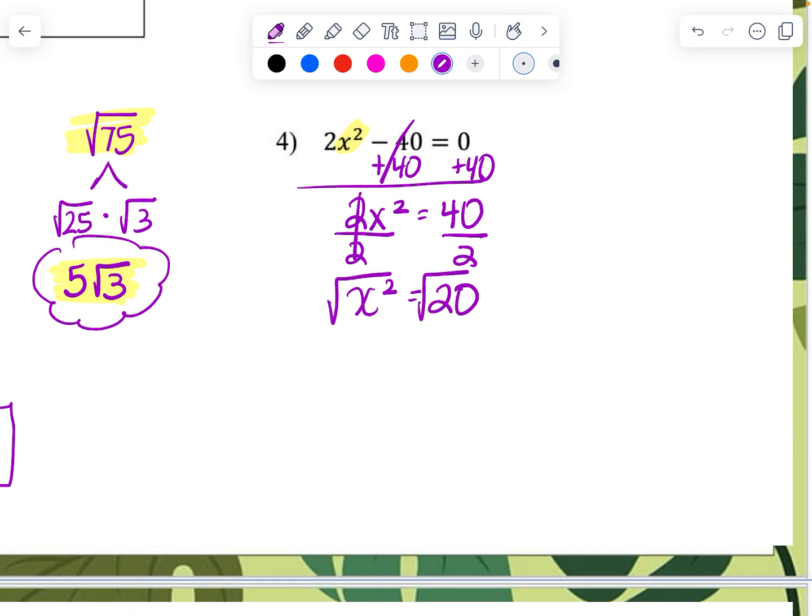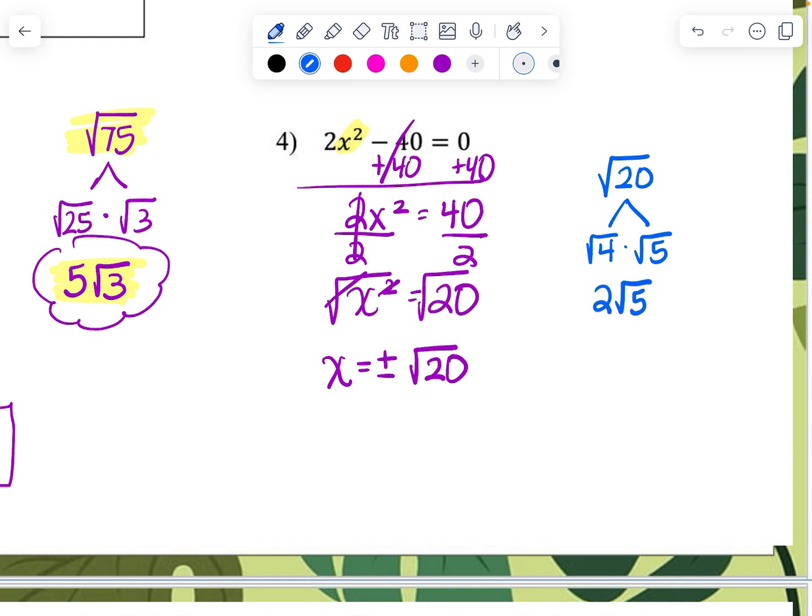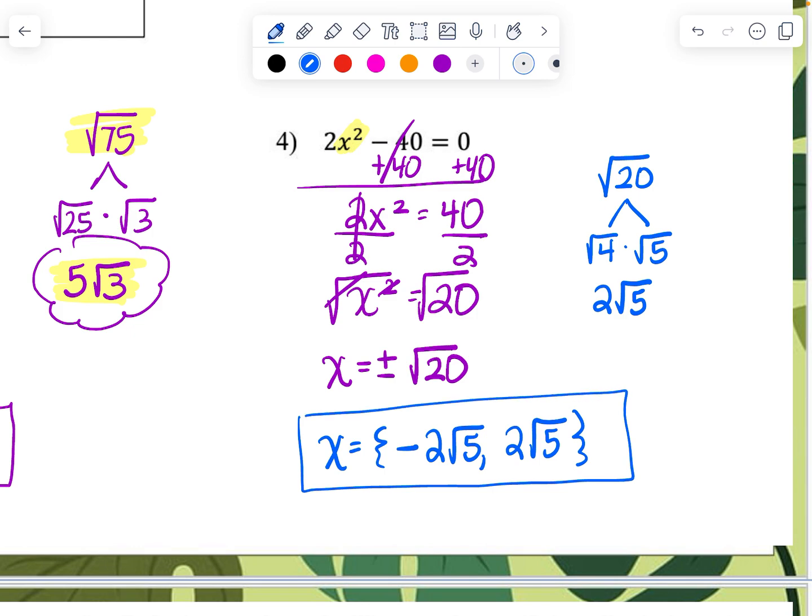I'm going to take the square root of both sides, and I get x equals plus or minus the square root of 20. I'm going to pause here and think, well, could I simplify that radical? Let's take the square root of 20 off to the side and see if we can break that up into any perfect squares. So it turns out the square root of 4 times the square root of 5 still equals the square root of 20. The square root of 4 is a perfect square, so 2 square root of 5 is equivalent to the square root of 20. So x is equal to negative 2 square root of 5 and positive 2 square root of 5. And that would be my final answer. All right.